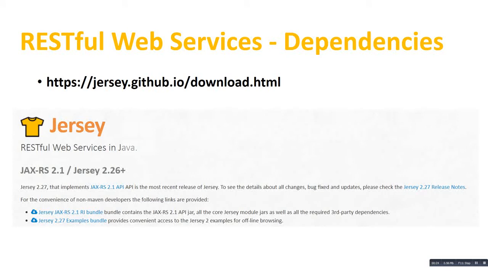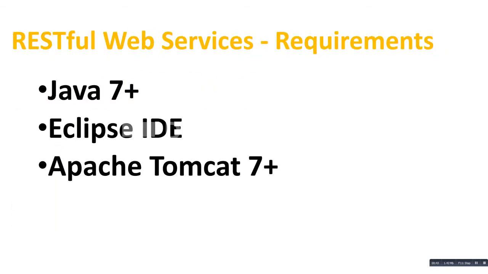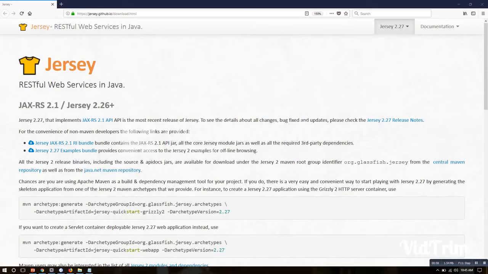So this is a RESTful web service dependencies link. You can download the Jersey dependencies from this site, jersey.github.io download.html. You can download both the Jersey JAX-RS 2.1 bundle and Jersey 2.27 and 2.26. These are for developing RESTful web services. We need Java 7 plus, Eclipse IDE and Apache Tomcat 7 plus. So these are the requirements we need to develop the RESTful web services.